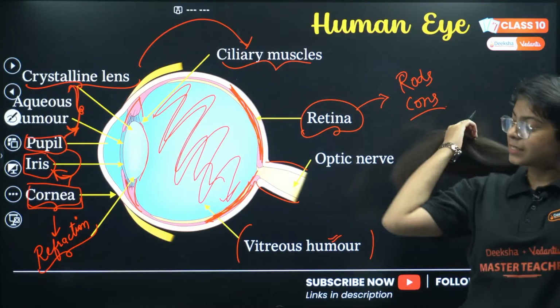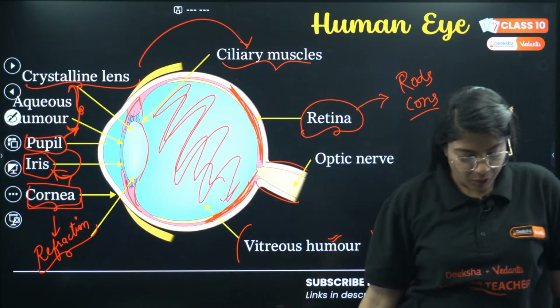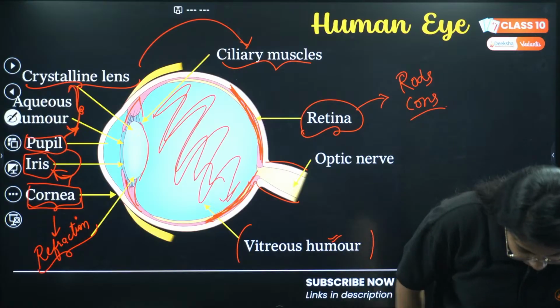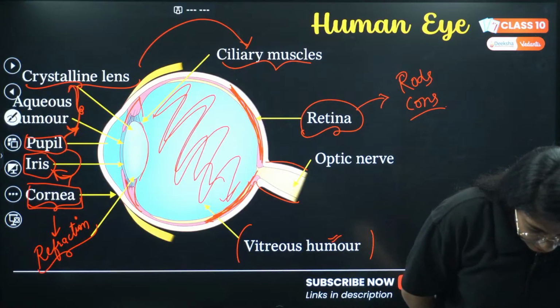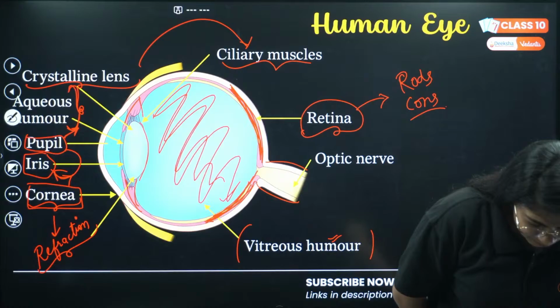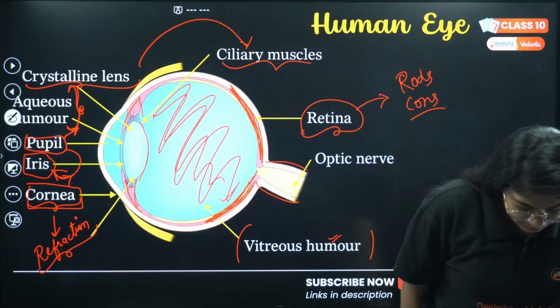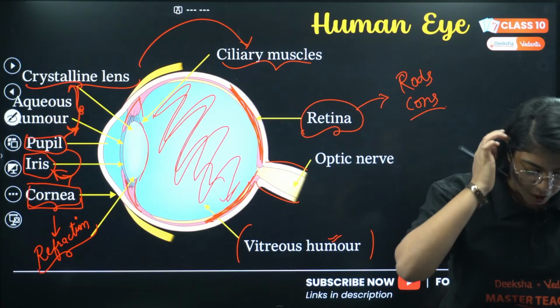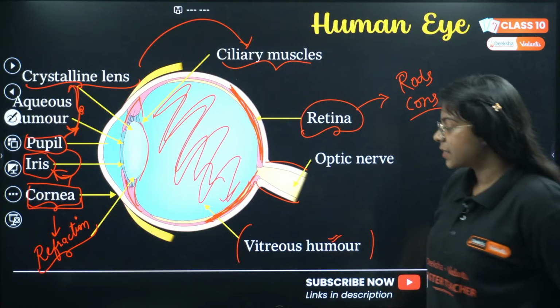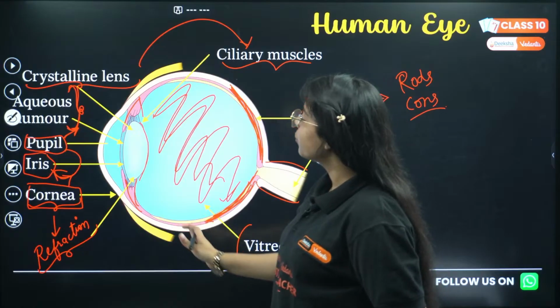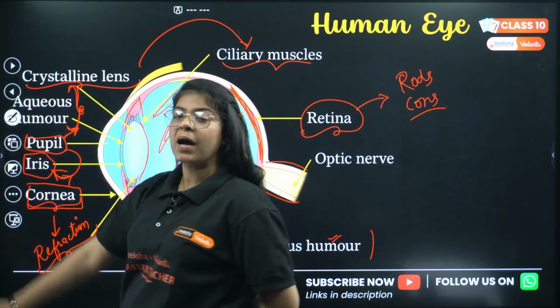Is this understood? Until here, has everyone understood everything? Okay, ma'am, can you... okay, can we move on to the next part? This is where we are done with the functions of different parts of the human eye.